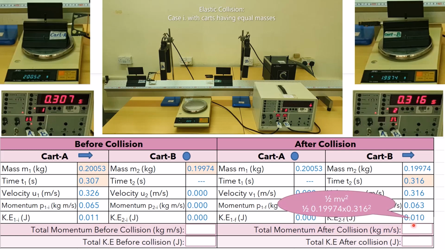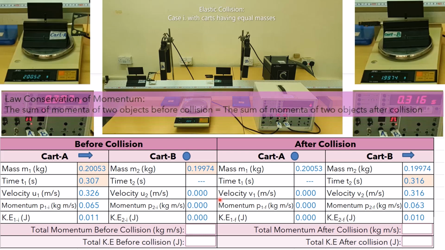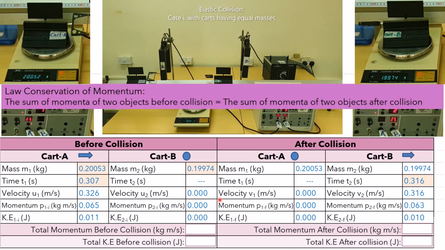Its value is 0.010. So we have computed all the data. Now let's enter into the main part of this experiment, that is the law of conservation of momentum. According to the law of conservation of momentum, the sum of momenta of two objects before collision should be equal to the sum of momenta of two objects after the collision. It means the sum of these two should be equal to the sum of these two.